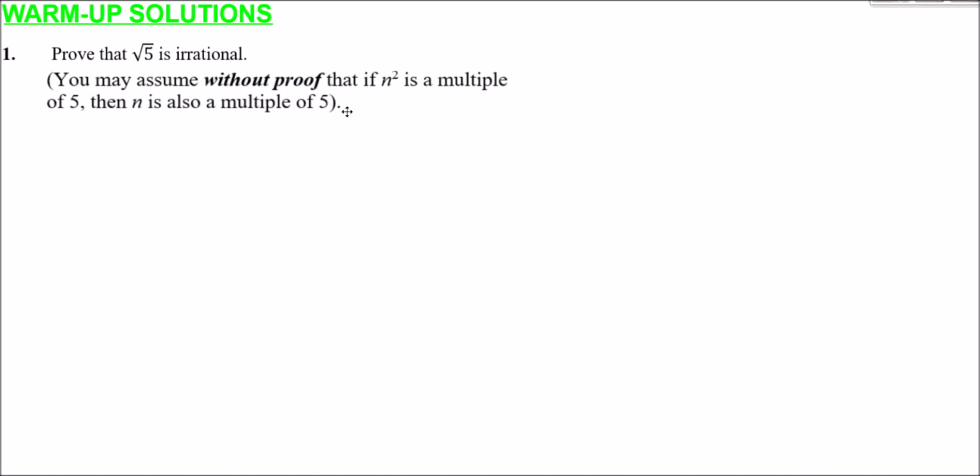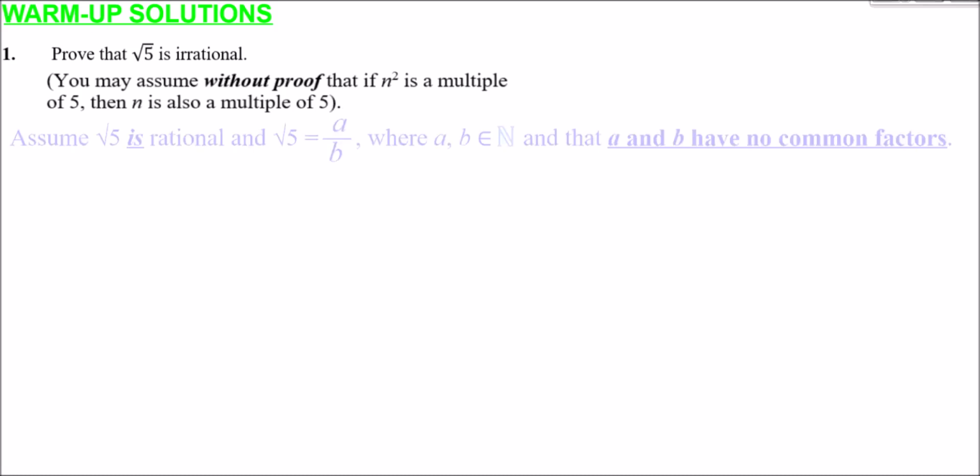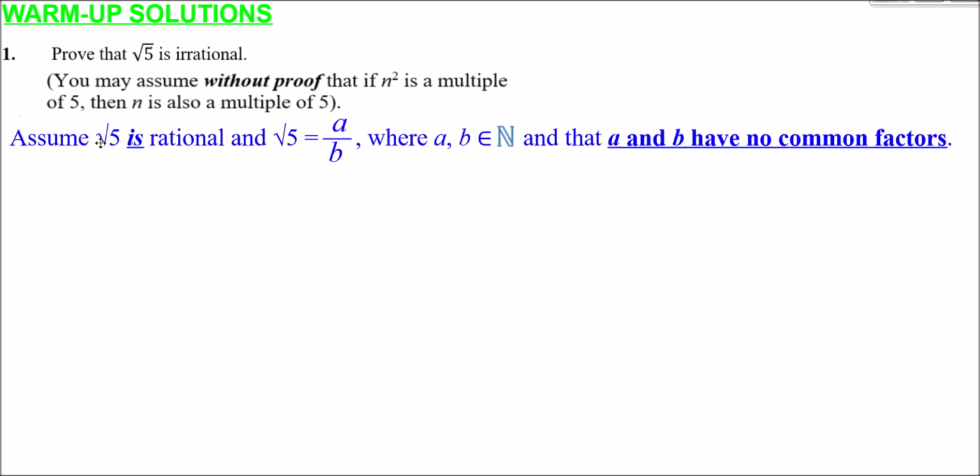So let's have a look what the proof should look like in essence. What we're going to do first is assume that root 5 is rational, and therefore set root 5 equal to a over b, because any rational number by definition can be written as a fraction where a and b are natural numbers. And also we need to say that a and b have no common factors. This is a very, very important thing to add on. We're assuming, therefore, that a over b is a fraction in its simplest form. That is absolutely key. So either say a and b have no common factors, or say the fraction a over b is in its simplest form, an absolute must.